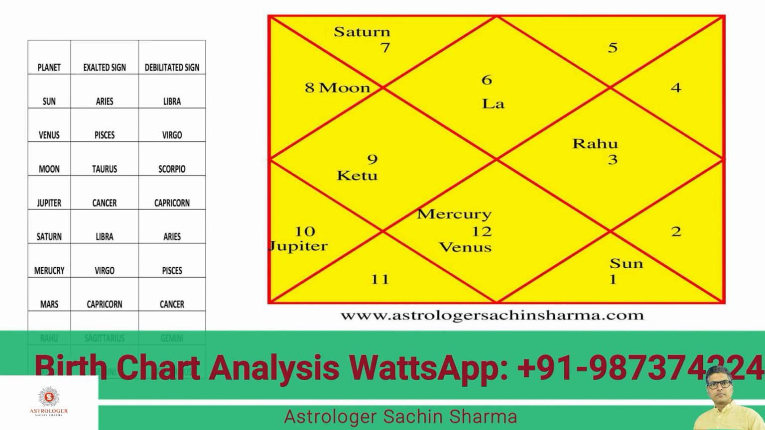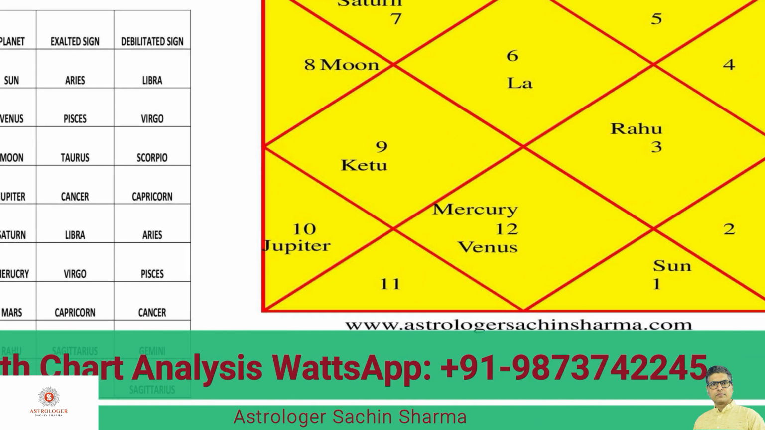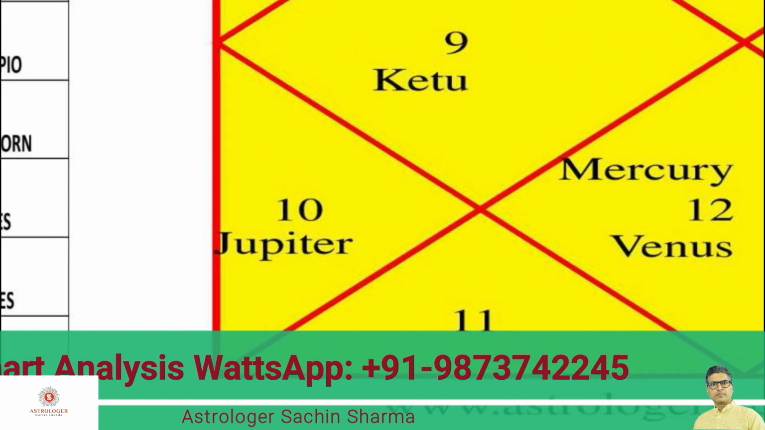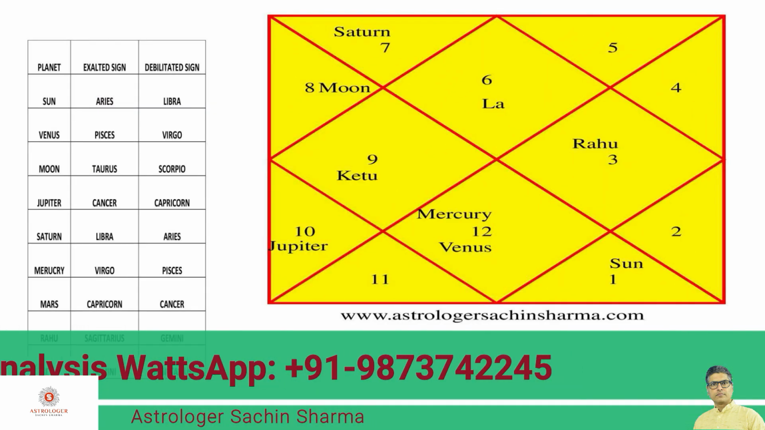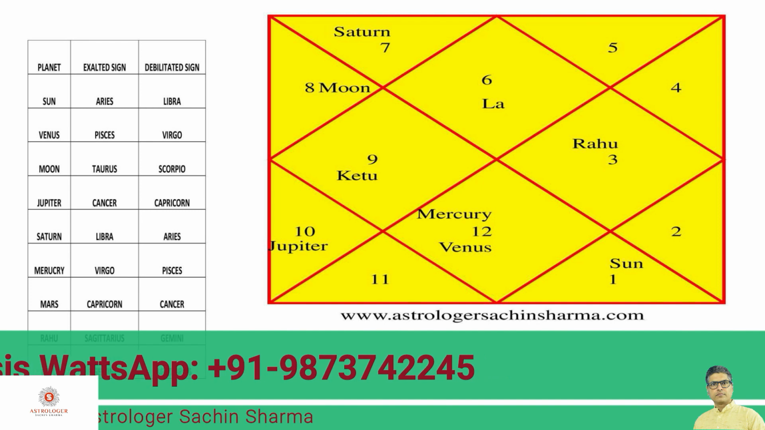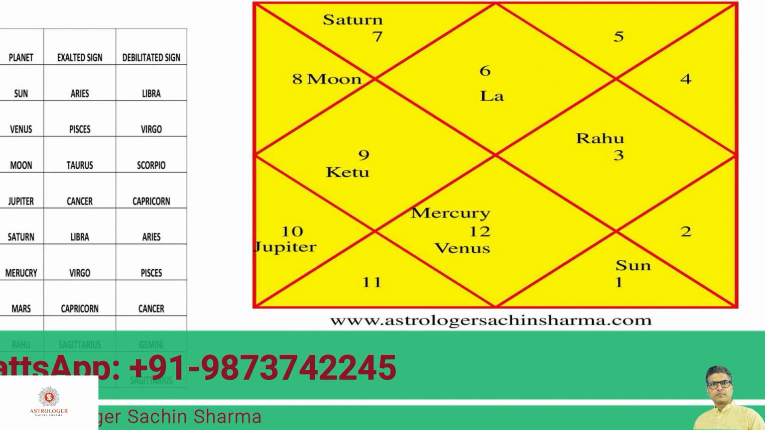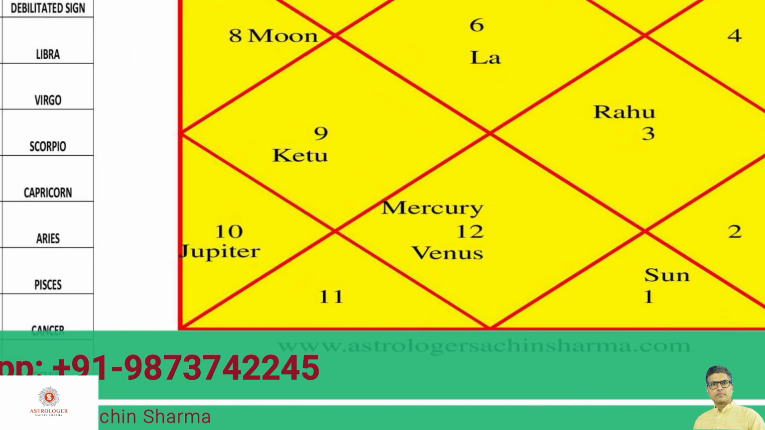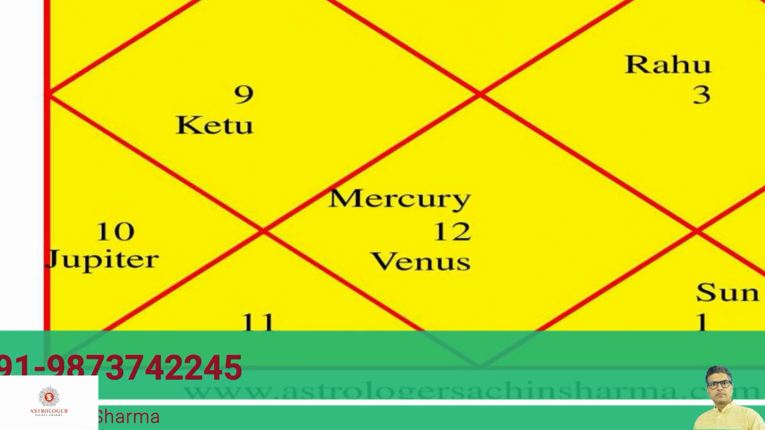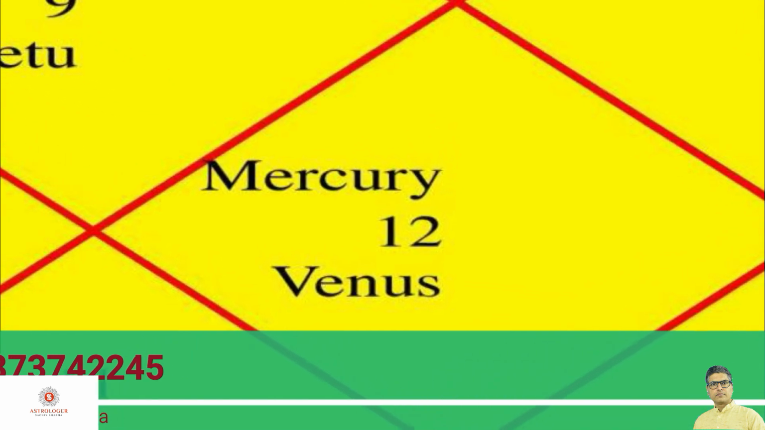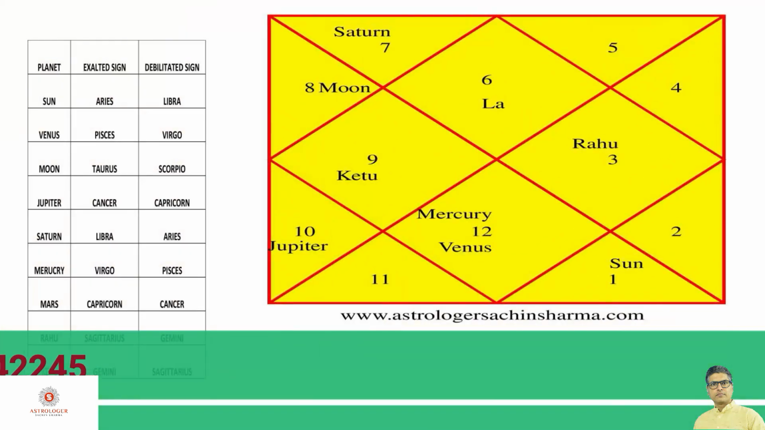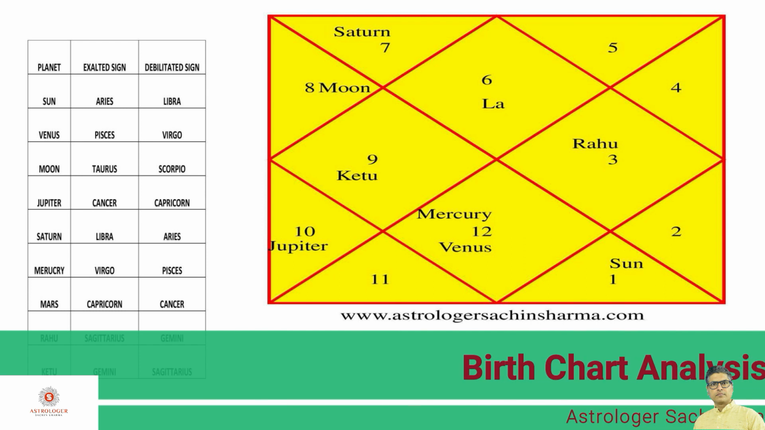Now let us move towards Jupiter. Jupiter is placed in the house of Capricorn, and Capricorn is the debilitated sign for Jupiter. Now let us move towards our 7th house of the birth chart, where Mercury and Venus both are placed. Here we can see that number 12 is the exalted sign for Venus, and number 12 is the debilitated sign for Mercury, and hence we can say that Venus is placed in the exalted sign and Mercury is placed in the debilitated sign.